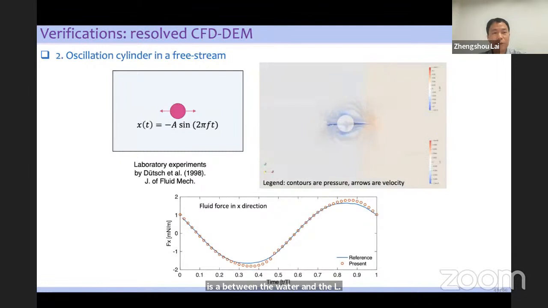The second example is the oscillation of a cylinder in a free stream. Here the cylinder is forced to move in a sinusoidal motion, and we can calculate the force that is required to keep this motion. We compare the simulated results with the physical experiments, and the results also show a good match.